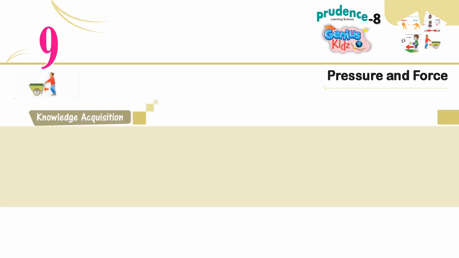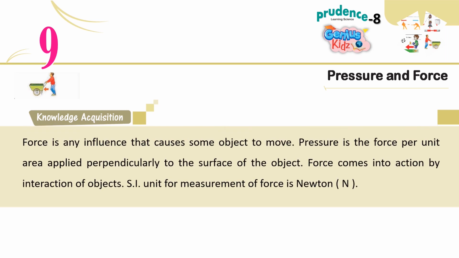Chapter 9. Pressure and Force. Knowledge acquisition. Force is any influence that causes some object to move. Pressure is the force per unit area applied perpendicularly to the surface of the object. Force comes into action by interaction of objects. The SI unit for measurement of force is Newton, N.